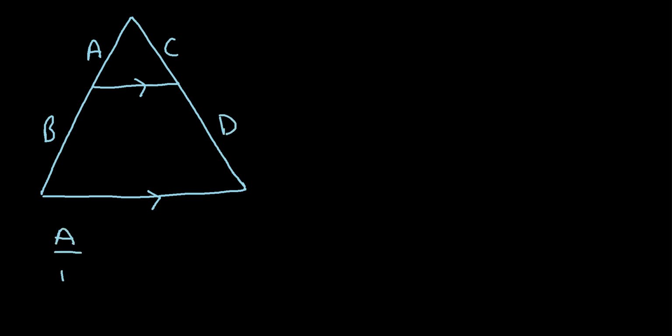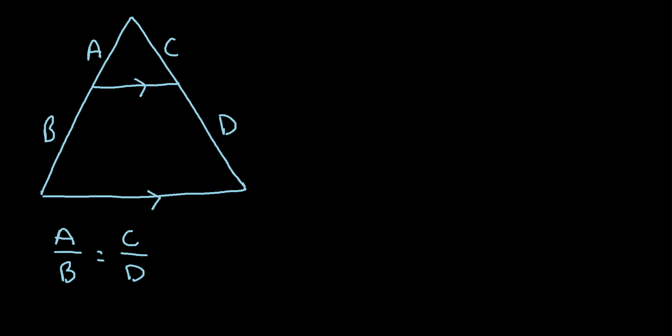A over B must be equal to C over D. And by the way, this line doesn't have to perfectly bisect either side or anything like that. It just needs to be parallel to one of the sides, and it needs to touch the other two sides. So knowing this, let's work through a couple examples of how we can use this theorem to find some missing line segments.